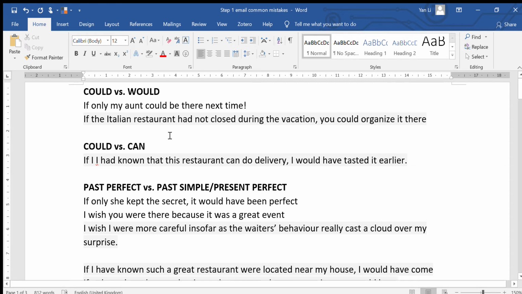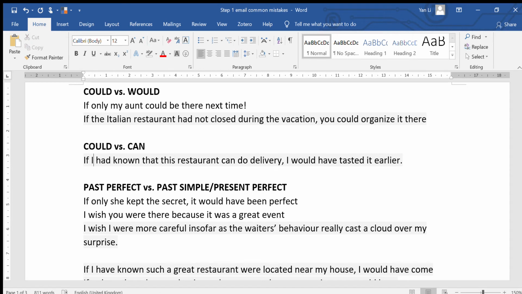Okay, so could versus can. This is more past versus present. So again, look, little red squiggle. Oh, what have we done? We've duplicated the word. That happens sometimes. It's a typo. Let's delete it. "If I had known that this restaurant can do delivery, I would have tasted it earlier." We're talking about things in the past here. Can, even though it is a modal verb, it really is more to do with the present. So we're going to replace this with could.